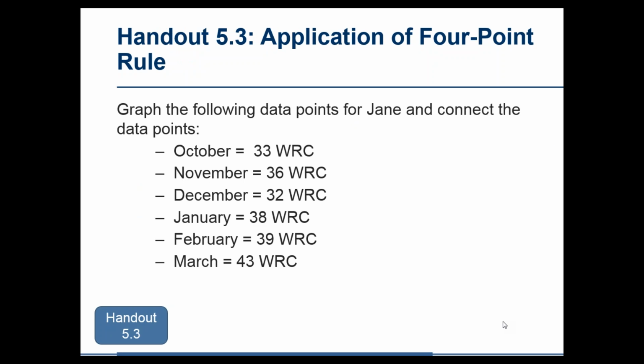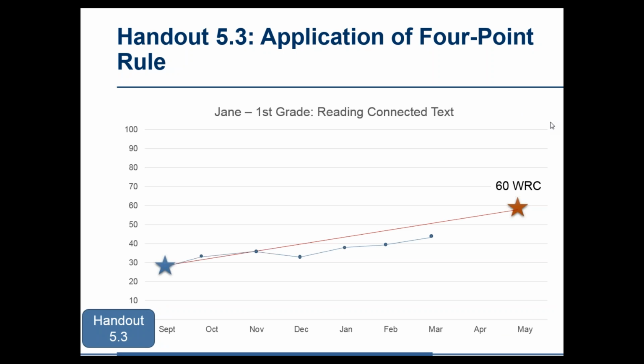Refer back to Handout 5.4, where you selected Jane's baseline score and her goal. Over the next 6 months, Jane scores the following on her progress monitoring. Chart them in the appropriate month. What do you see in her data? How would you describe her progress? Is it positive, poor, or questionable?